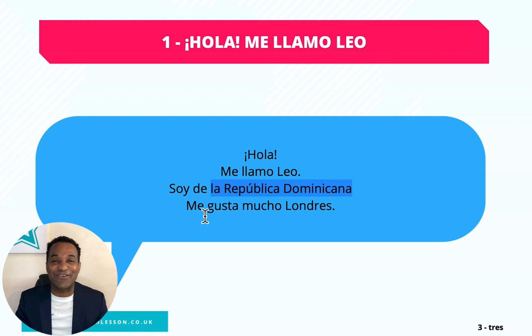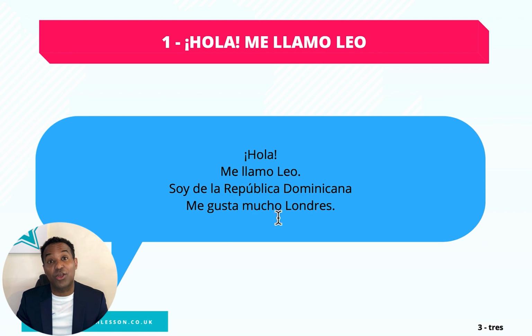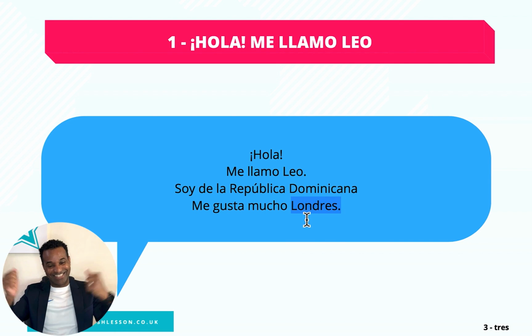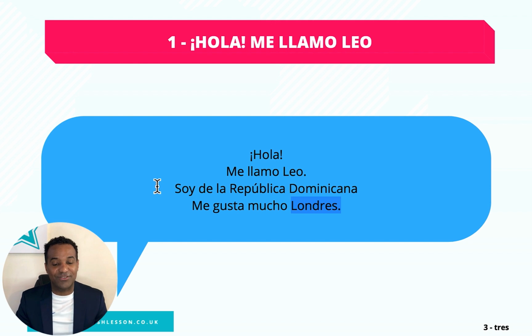Muy bien. Ahora vamos a decir algo que te gusta. So let's say something that you like. Here I'm saying, me gusta mucho Londres. So I like London a lot. Me gusta mucho. Here you can change it for something that you like. It could be a place, a food, a drink, anything. Very good. Excelente. So now we have done our presentation in Spanish. Let's continue, guys.